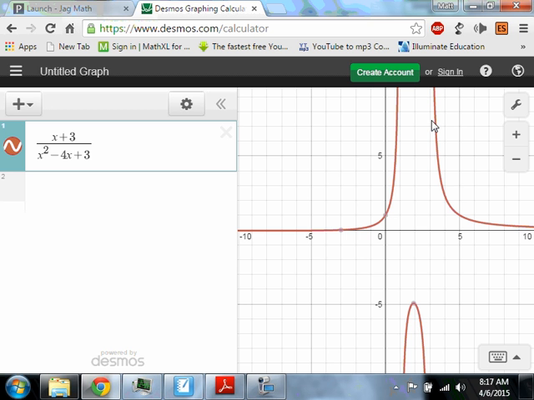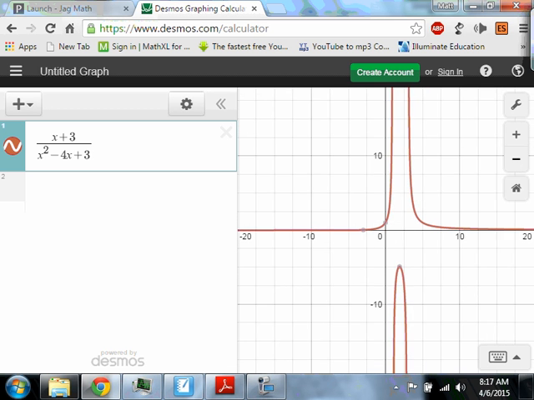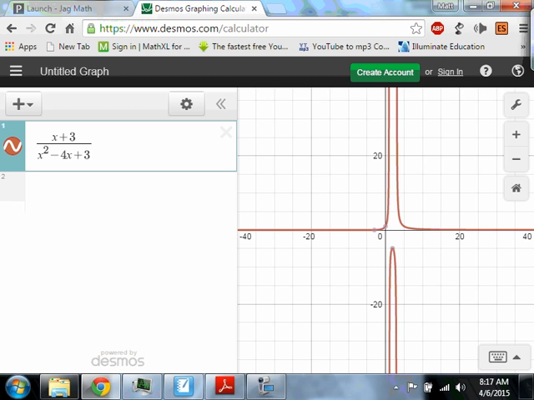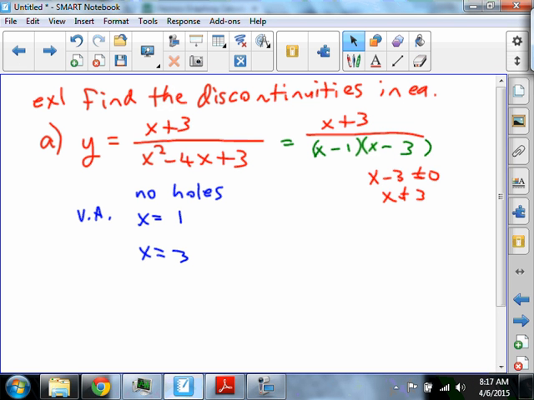If you were to zoom out and zoom out and zoom out on our asymptotes, remember asymptotes are lines that the graph gets close to but never touches. Okay? Because of division by 0, the graph can never equal x equals 1 and x equals 3. Okay? How are we doing so far?